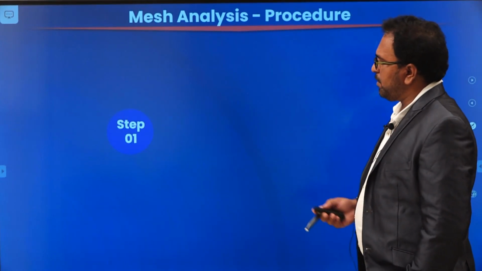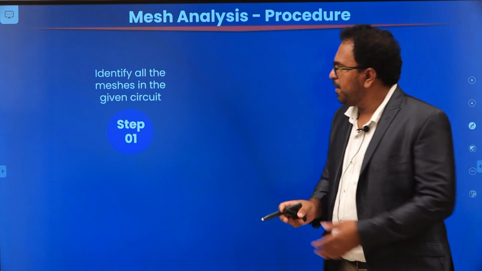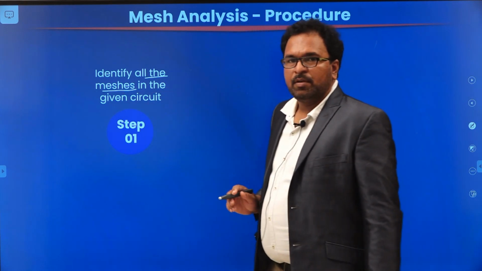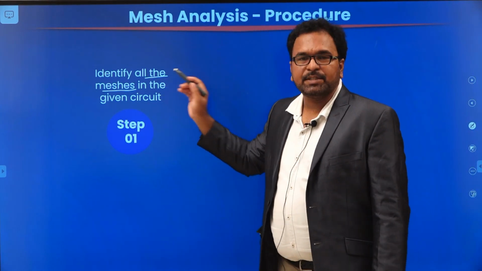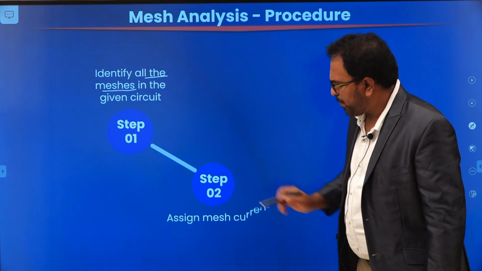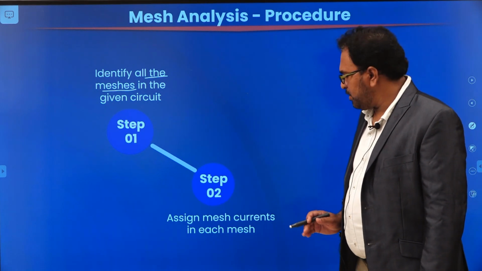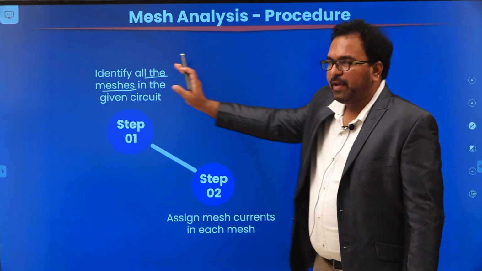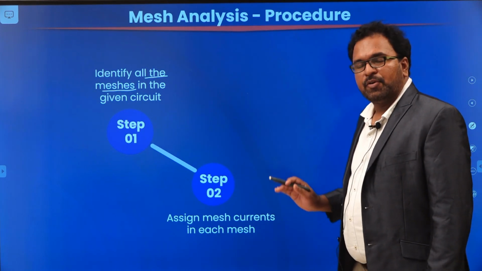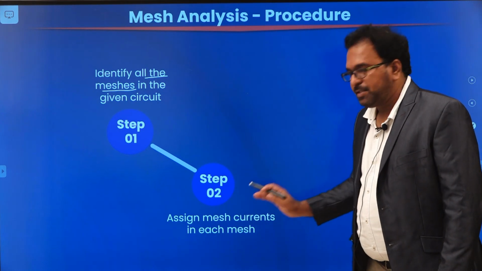Mesh analysis procedure. Step 1 is to identify all the meshes in the given circuit. In step 2, you are going to assign mesh current variables in each mesh. After identifying the number of meshes in the circuit, you assign the mesh current variables in each mesh.